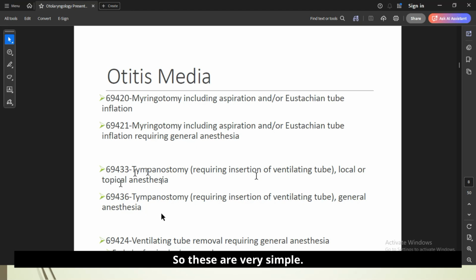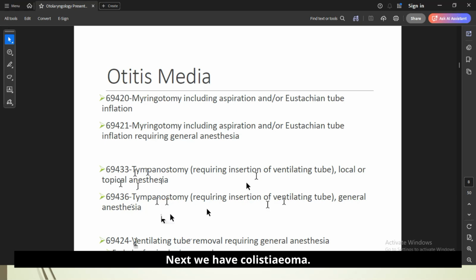Okay. So these are very simple. Just based on the anesthesia, you need to code. So what do you need to check? Whether it is local anesthesia or topical anesthesia. Topical means application of anesthesia on the tympanic membrane or ear. 69424, ventilating tube removal requiring general anesthesia. So 69436 is insertion of ventilating tube, general anesthesia. 69424 is ventilating tube removal. After resolution of the fluid buildup, the surgeon will remove the ventilating tubes. That time you will use 69424.